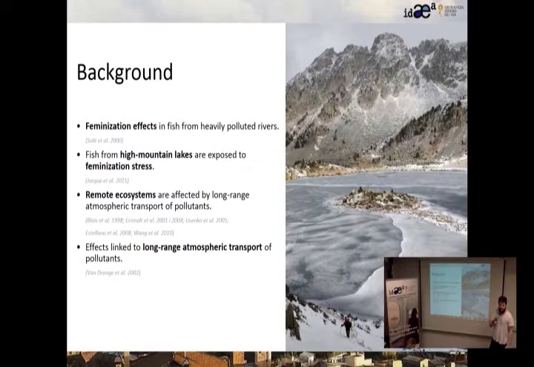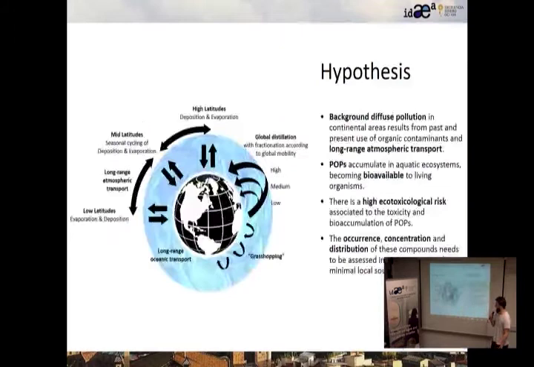Feminization and oxidative stress effects have been observed in fish not only from heavily polluted rivers but also from high mountain lakes. And in some cases, these effects have been linked to the long-range atmospheric transport of pollutants. This long-range transport is the main cause for a global diffuse distribution of pollutants on Earth, which poses a high ecotoxicological risk associated with the toxicity and potential for bioaccumulation of certain compounds.